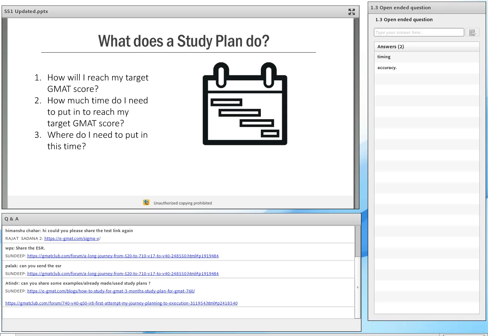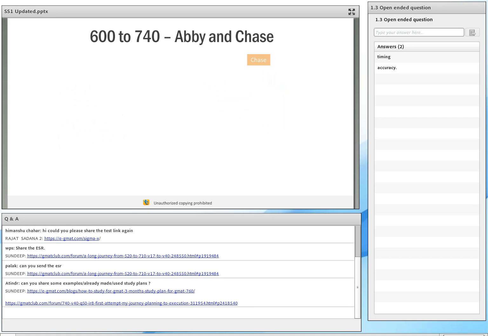And to really tell you the depth to which you need to look when it comes to these 3 questions, I'm going to take 2 case studies. I'm going to take a case study of 2 students. Both of them are going to start at a score of 600, and both of them want to get to a score of 740. So identical starting scores, identical target score of 740.